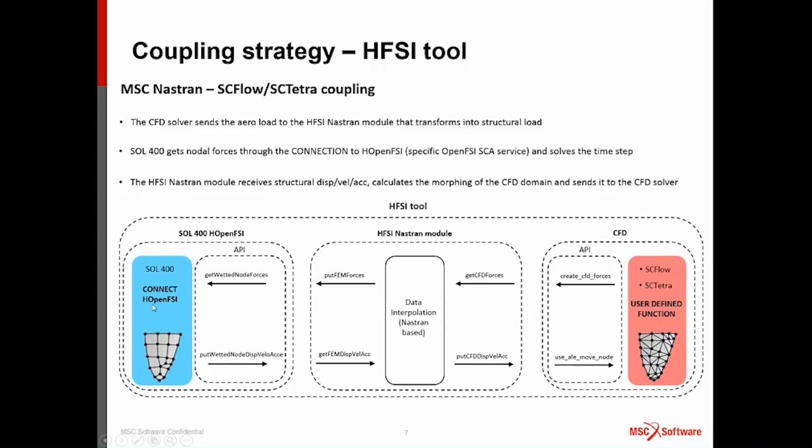The software, through the connection to the OpenFSI service, gets the wet node forces, solves for the time step, and sends the wet node displacement, velocity, and acceleration. This information is received by the interpolation module, and the HFSI Nastran module sends all the displacement, velocity and acceleration of the entire CFD domain to Cradle, I mean to SCFlow or SCTetra, and through the AIL move function, we move the CFD domain.